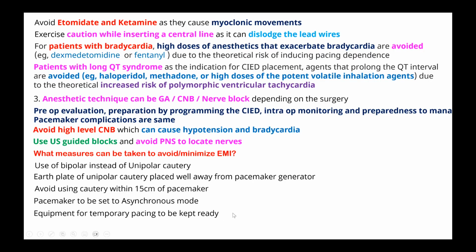And equipment for temporary pacing to be kept ready all the time. Prevent intraoperative hypothermia, which may cause shivering, especially during regional anesthesia. So, if you are doing anesthesia under spinal with a pacemaker, make sure that the patient is kept warm by all measures and shivering is prevented.